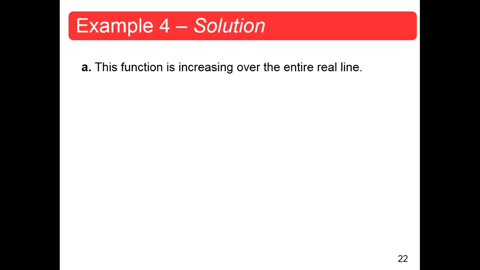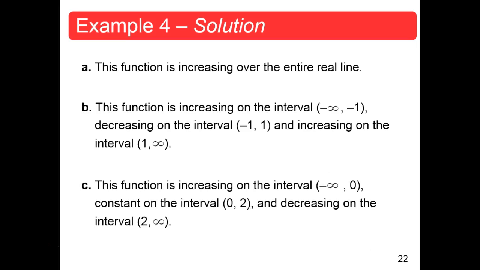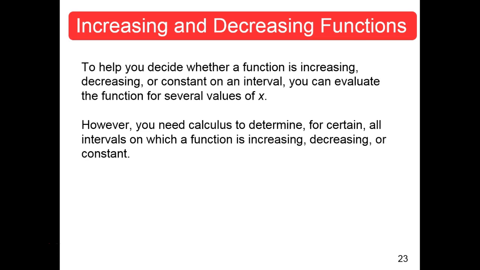The function, first one was increasing on the entire real line. That's from negative infinity to infinity. The second one was increasing on the interval from negative infinity to -1, decreasing from -1 to 1, exactly what you said, increasing from 1 to infinity. Okay, and C, the function is increasing on the interval negative infinity to 0, constant from 0 to 2, and decreasing from 2 to positive infinity. Perfect, perfect, perfect.